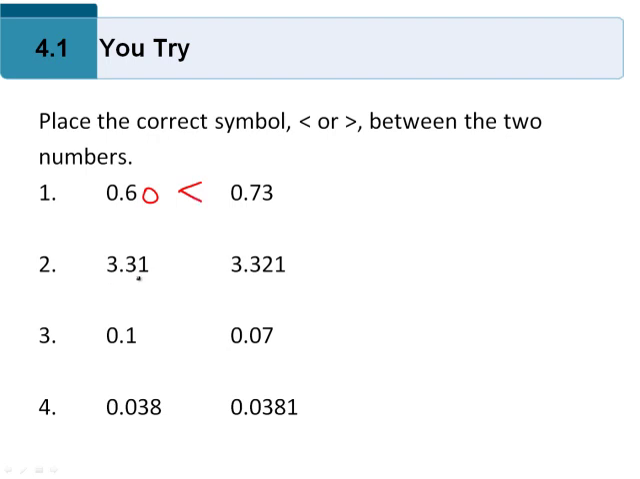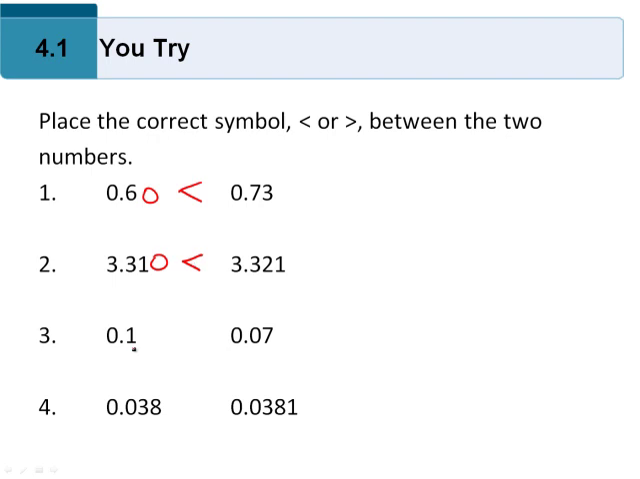On number 2, we've got 2 digits to the right, 3.31, but here we have 3.321, 3 digits, so I need to add a 0. So we're looking at 3,310 or 3,321. Well, 3310 is less than.